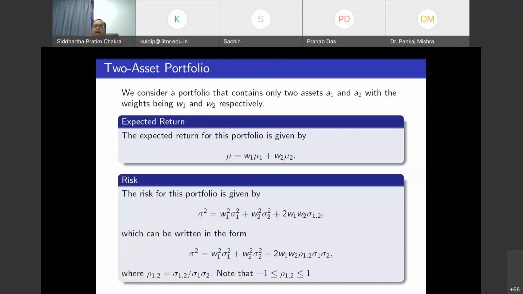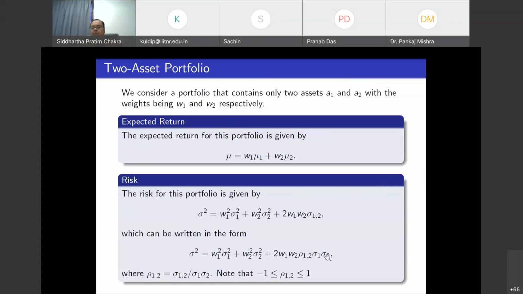So I want that combination of W1 and W2 so that, remember, sigma 1, sigma 2, rho, these are fixed quantities. Once you have decided what your assets A1 and A2 are going to be, these are going to be fixed quantities. Once these are fixed quantities, what do we have here?